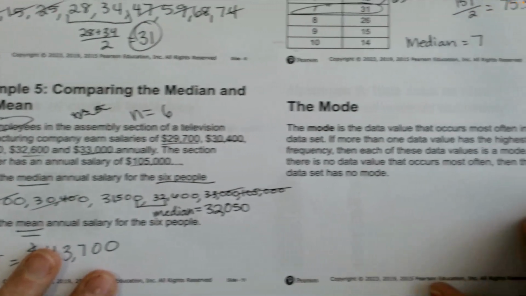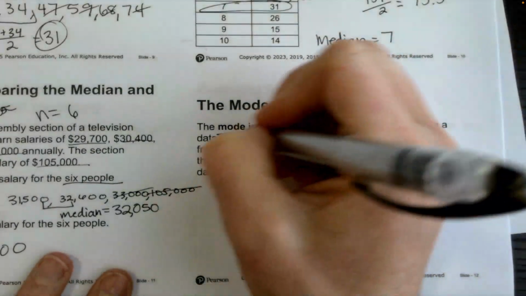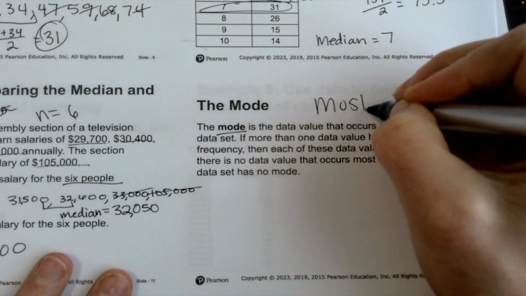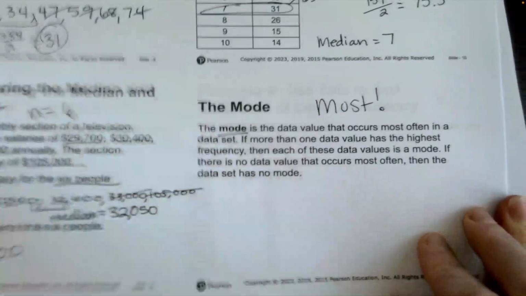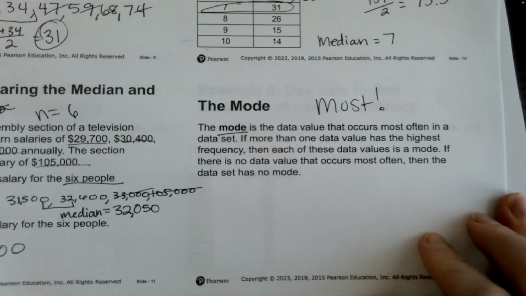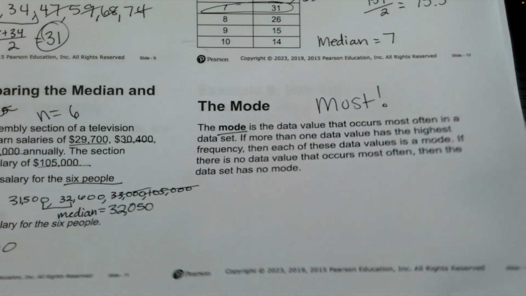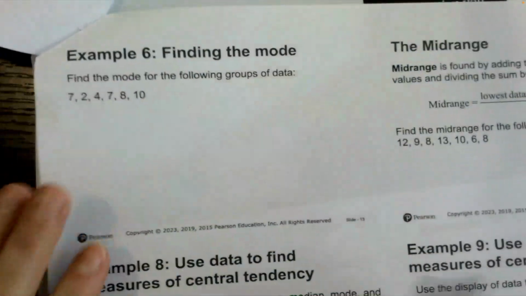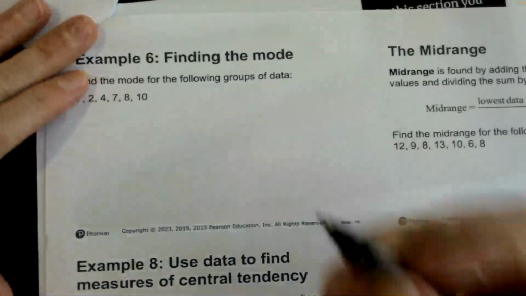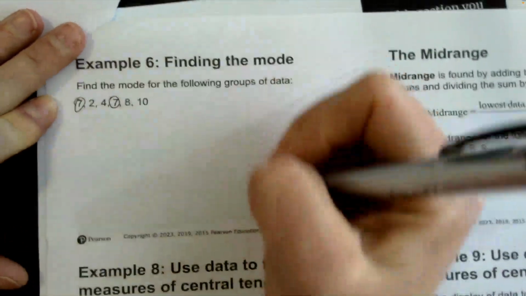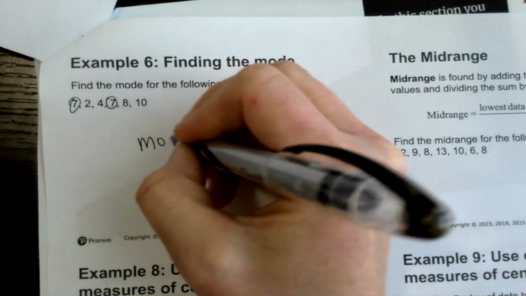The next term is mode. Mode is most. Which one occurs the most? If there's no data value that occurs the most, then the data set has no mode. You can have more than one mode also. Find the mode for the group. It's like 7 is repeated, so our mode is 7.